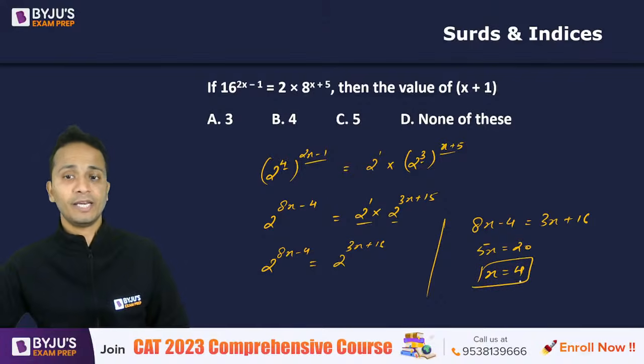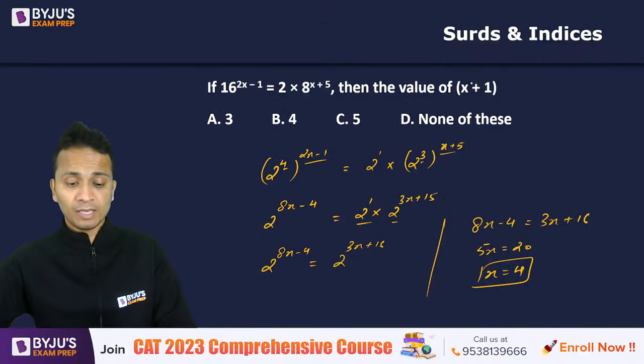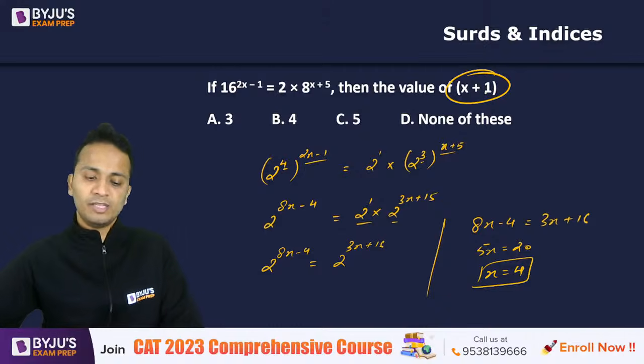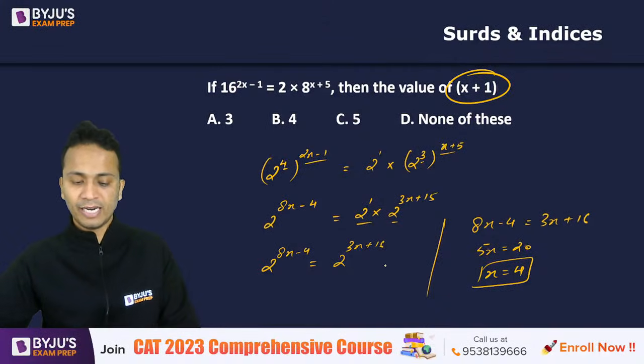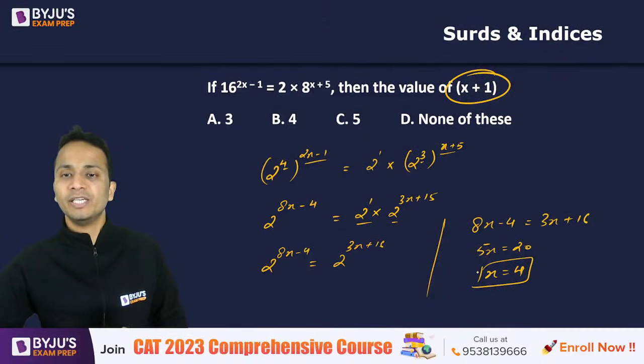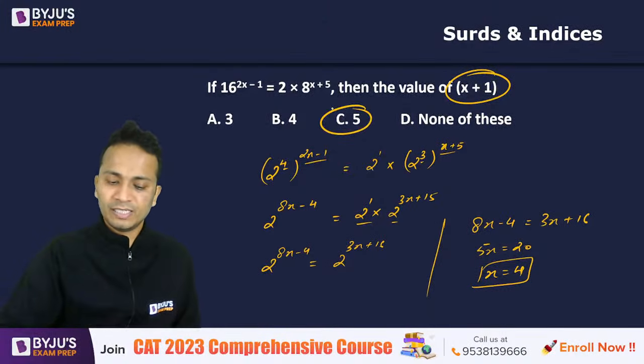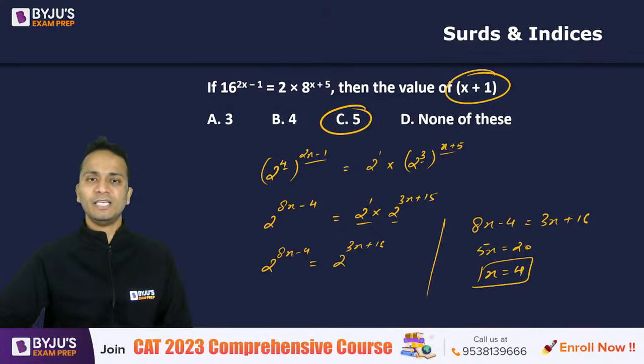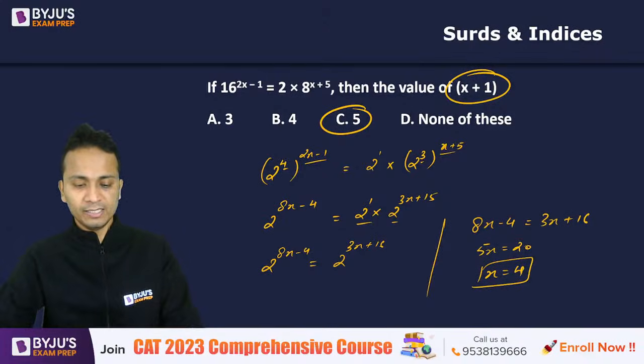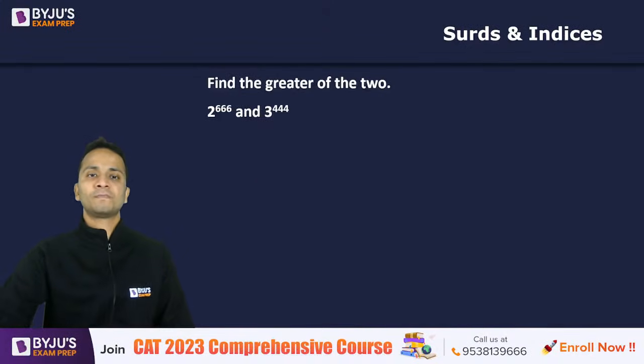The value of x came out to be 4. But what do I have to find out? I need to find out x plus 1, the value of x plus 1, right? I need the value of x plus 1. So x is equal to 4, so x plus 1 will be equal to 5. And that will be your answer. Okay? So option C is the correct answer. Let's move ahead and look at the next question.